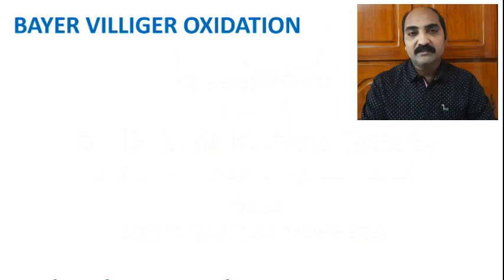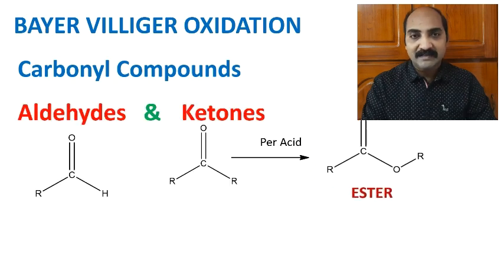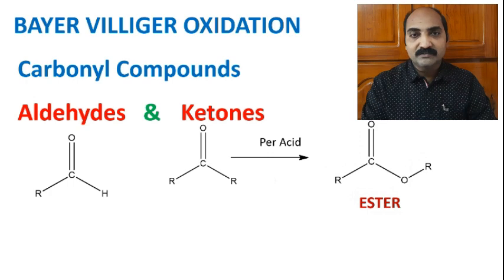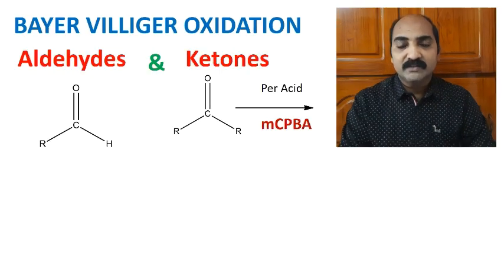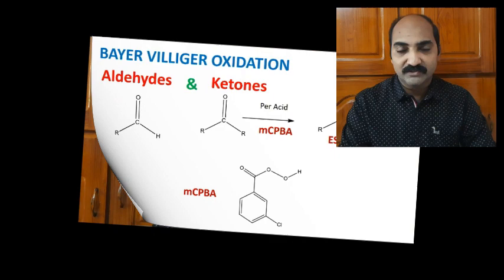What is Baeyer-Villiger oxidation? Baeyer-Villiger oxidation is a very famous, versatile reaction used in the carbonyl compounds chapter for the conversion of carbonyl compounds into esters. How does this reaction occur? In this reaction, a carbonyl compound, namely an aldehyde or a ketone, is treated with a peracid to convert it into an ester. Generally, metachloroperbenzoic acid is the most common peracid used in Baeyer-Villiger oxidation.